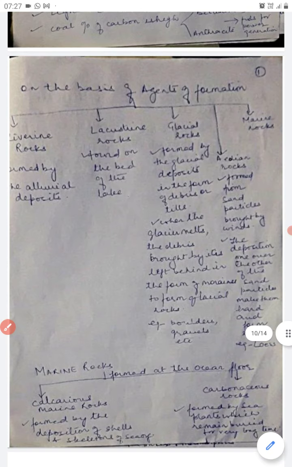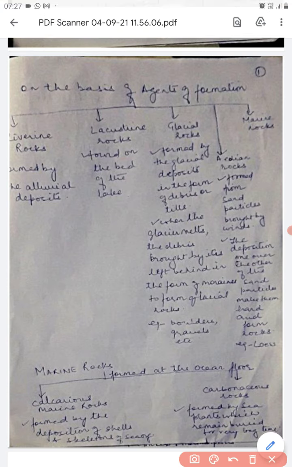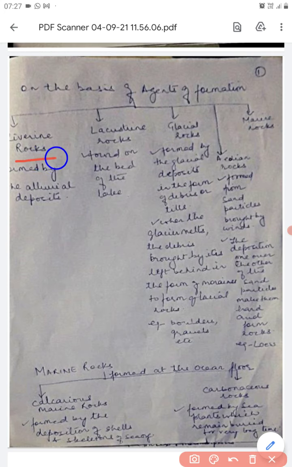On the basis of agents of formation, there are four categories of sedimentary rocks: riverine rocks, lacustrine rocks, glacial rocks, and marine rocks. Riverine rocks are formed by the alluvial deposits found by the sides of the rivers. When the alluvial soil is deposited, it forms layers and sediments, which give rise to the formation of the riverine rocks.